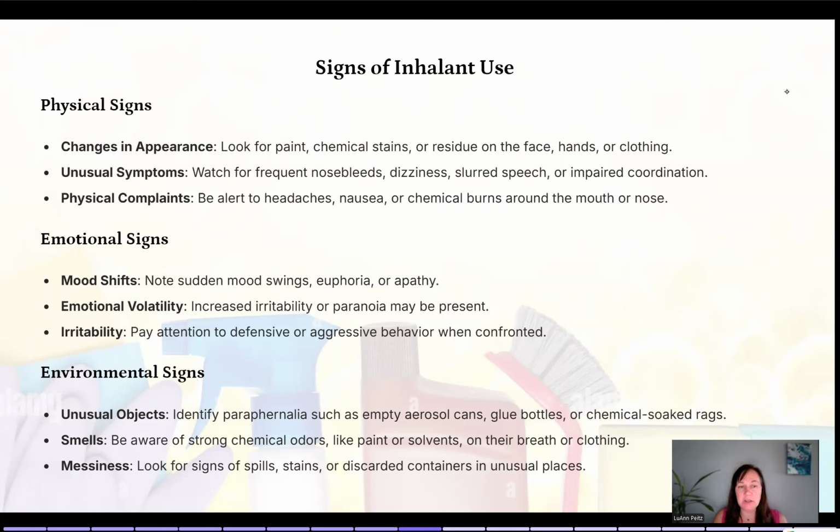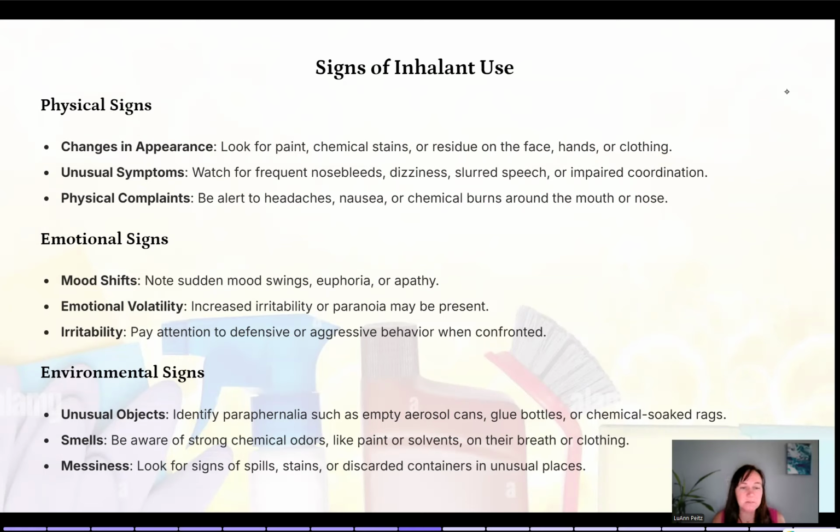Emotional signs, mood shifts. Note sudden mood swings, euphoria, or apathy. Emotional volatility, increased irritability or paranoia may be present. Irritability, pay attention to defensive or aggressive behavior when confronted.